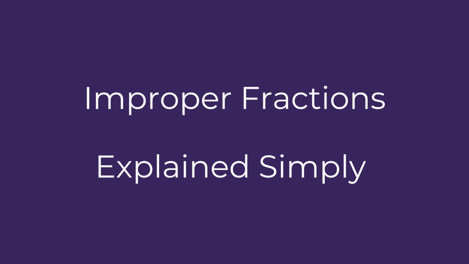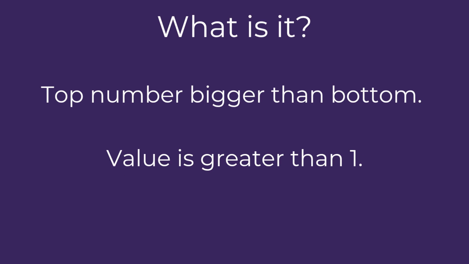When the top number of a fraction is bigger than the bottom, it looks unusual. But there is nothing wrong with it. It is called an improper fraction, and it simply means the value is greater than 1. An improper fraction is any fraction where the numerator, the top number, is larger than the denominator.